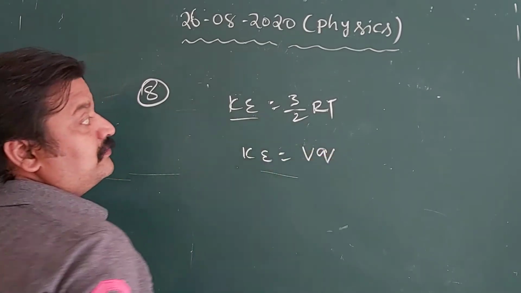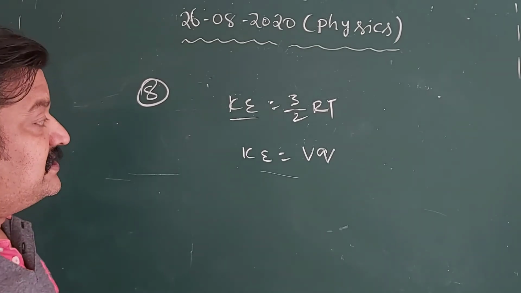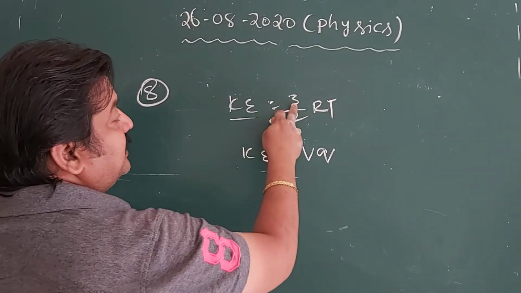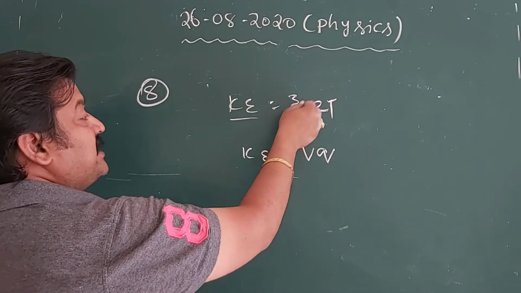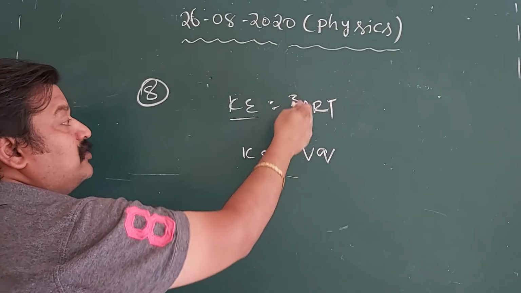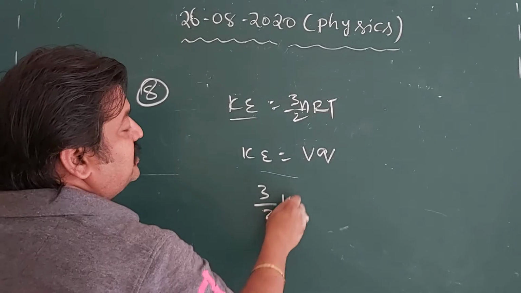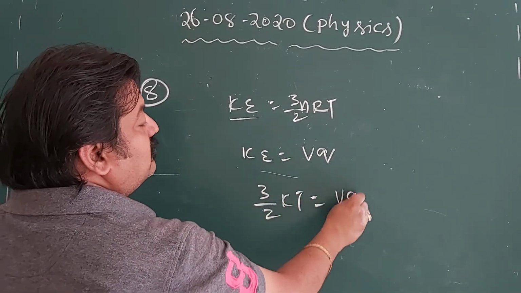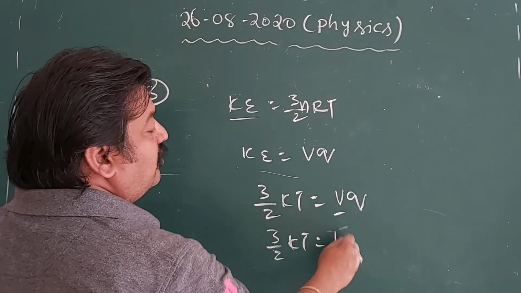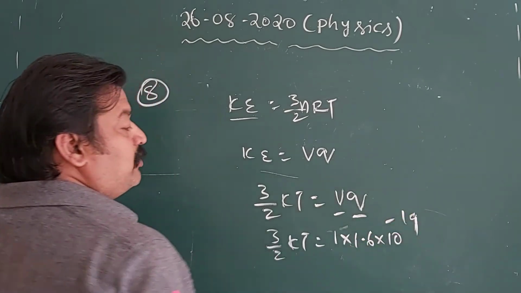Now by simplifying, KE is equal to 3 by 2 RT, and KE is equal to Vq. By simplifying the two equations, you are going to get 3 by 2 nRT. In terms of weight by molecular weight, you can write 3 by 2 nRT, where small n is the number of moles, the number of molecules divided by the Avogadro number. R by N you can write as Boltzmann's constant. So you can write 3 by 2 kT is equal to Vq. So 3 by 2 kT is equal to V, 1 volt, times q, the charge of an electron, 1.6 into 10 power minus 19 coulomb.